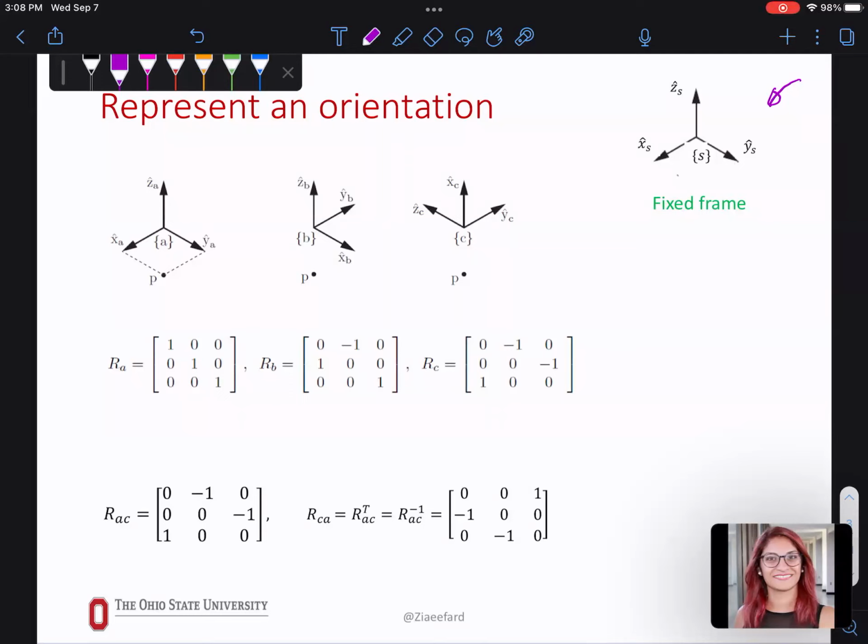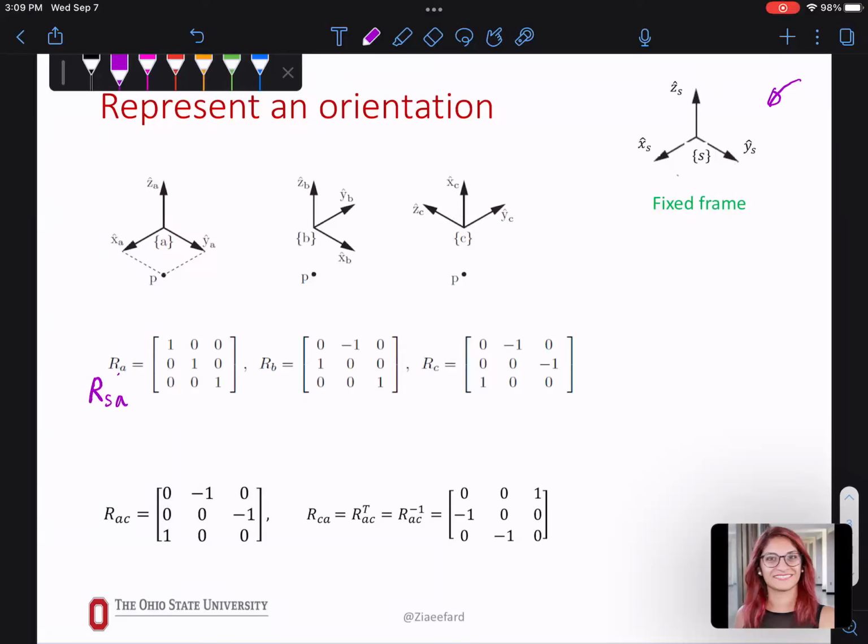Now, let's say that's our fixed frame S. Now we have a frame called A. We are going to represent that to see what's the direction of this frame with respect to our fixed frame. You should be able to write the rotation matrix using the direction cosine or using the projection method, right? So if you look here, this is R_SA because I'm representing it in the S frame. So I kind of dropped that first one because I know that's my fixed frame.